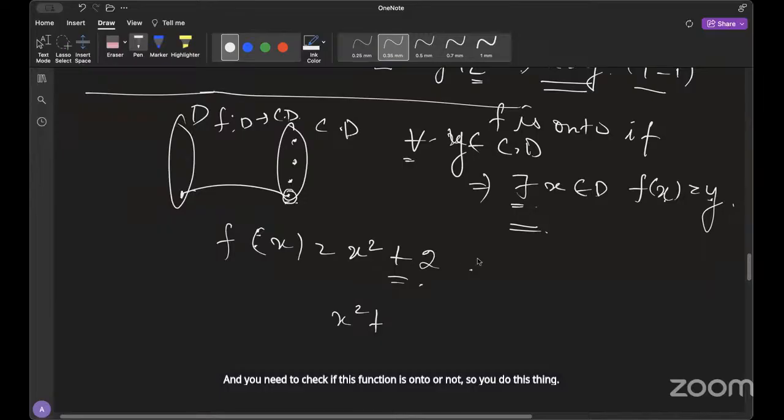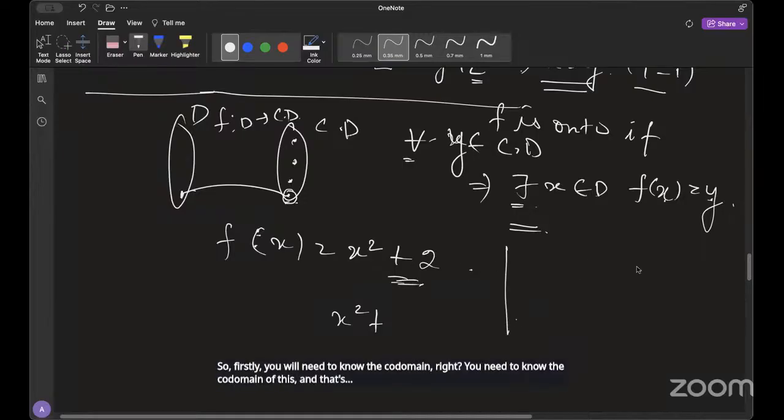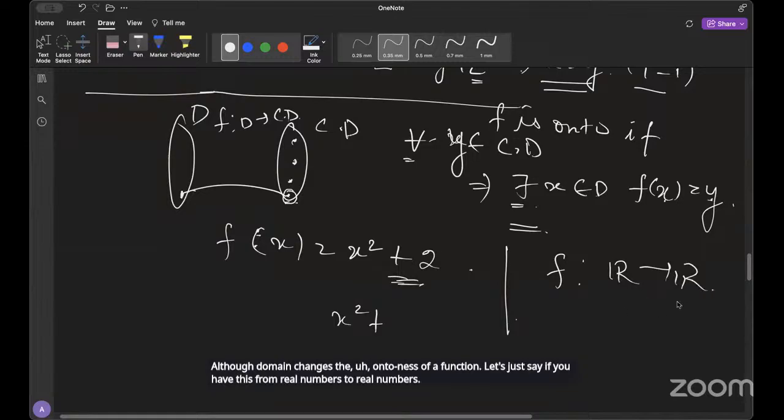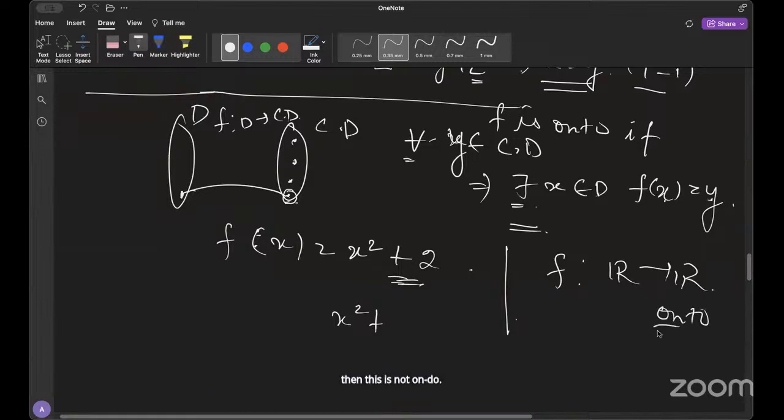So firstly, you will need to know the codomain, right? You need to know the codomain of this. And the codomain changes the onto-ness of a function. Let's just say if you have this from real numbers to real numbers, then this is not onto. We'll discuss why it's not onto, but I'm just telling it now.